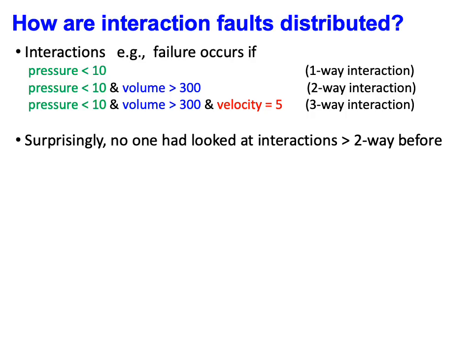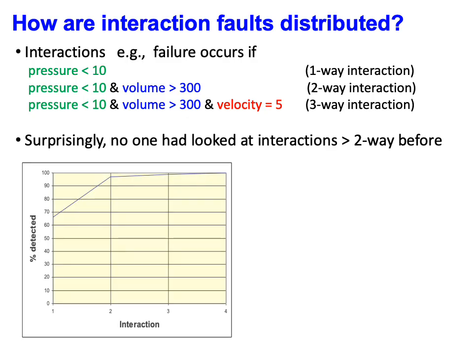We have an example here of a single factor fault. That's the first one. The second is a two-way interaction. The third involves 3 factors, 3 conditions that have to be true before the failure occurs. So a failure would only occur, in the third case, if all 3 factors were true. And even though pairwise testing was fairly common at this time, we discovered that no one had really looked at interactions beyond two-way interactions previous to this.